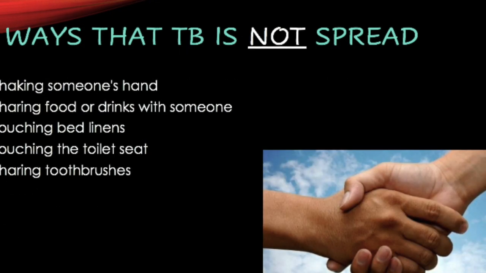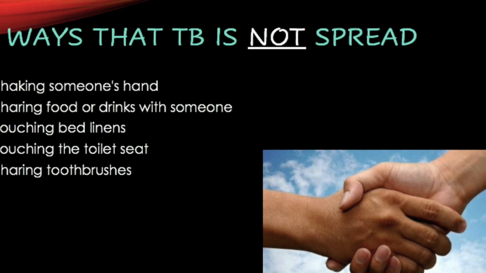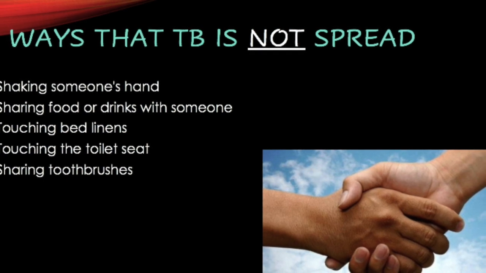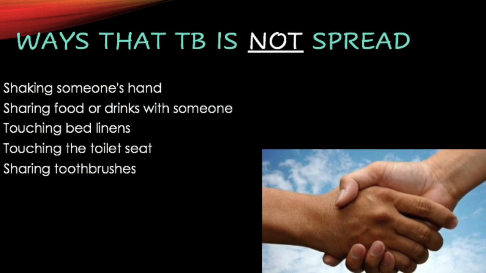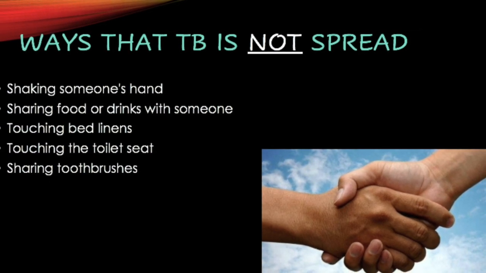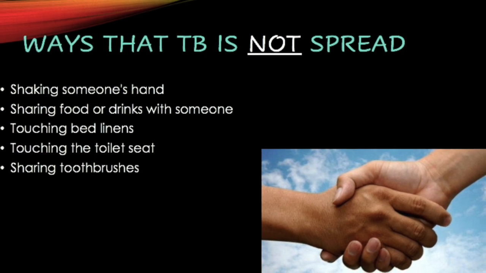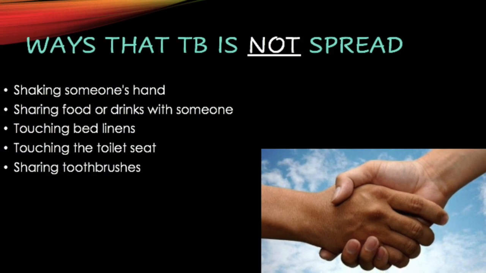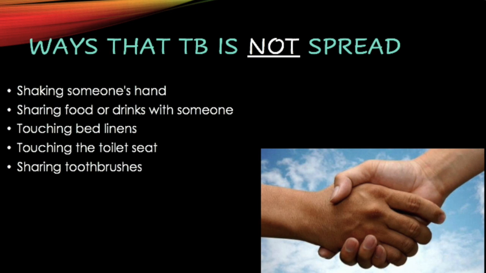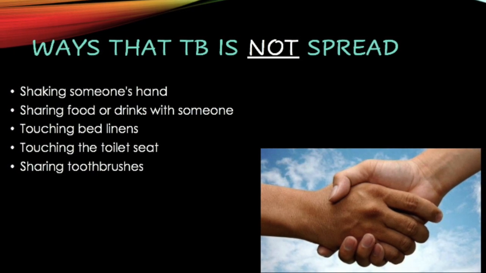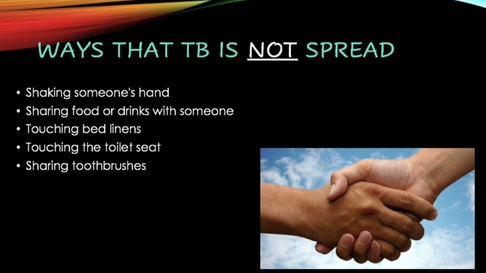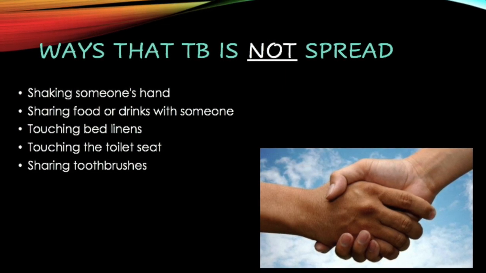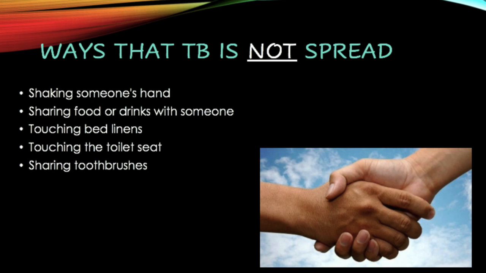Okay, so some ways that you cannot spread tuberculosis are if you shake someone's hand, if you share food or drinks with somebody that has it, if you touch their bed linens, if you touch the toilet seat, or you share toothbrushes, which is also a little gross. Not a lot of people do this, but some do. But these are not ways that you spread tuberculosis. This is only an airborne disease that is spread through coughing close to somebody, and then that person inhales those bacteria particles that are floating around.